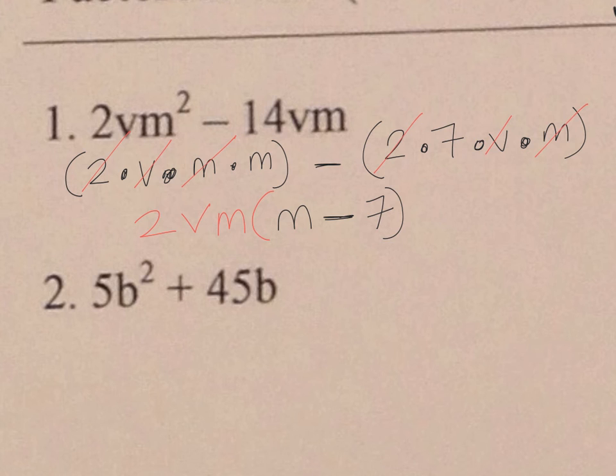Now to check my work, I can always distribute. 2vm times m, that's 2vm to the power 2. 2vm times minus 7, if you multiply them, you get negative 14, because 2 times 7 is 14. And you just copy down the vm since the 7 has no v or m, so you just copy it as it is. Now let's move on to number 2.